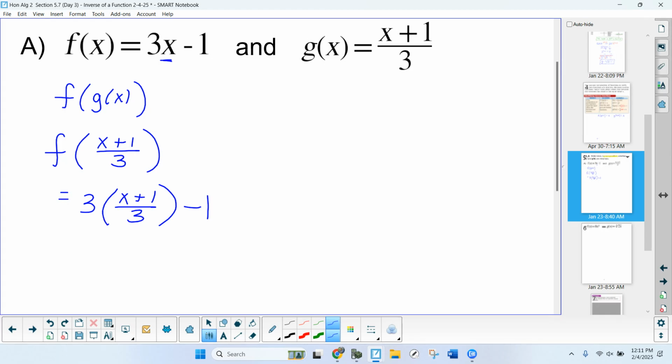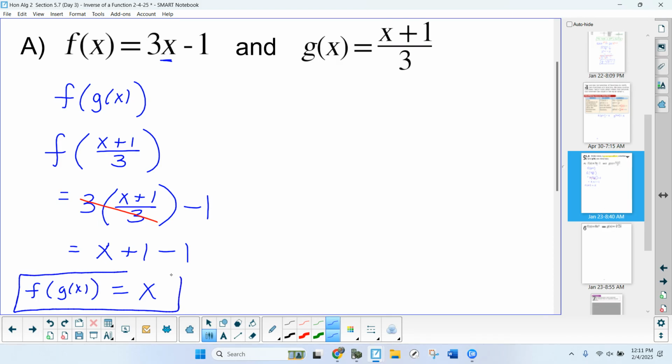Now, fraction work, y'all. Hate fractions, and you can't put this in your calculator. And this is where you guys go yucky. What happens to this 3 in that denominator? They cancel. So what do you have left? You just have x plus 1 minus 1, because those cancel. Now, what's x plus 1 minus 1? All right, so f of g of x was what? All right, that one worked. We're halfway there.